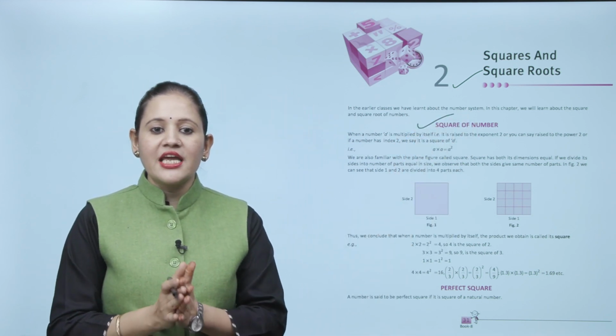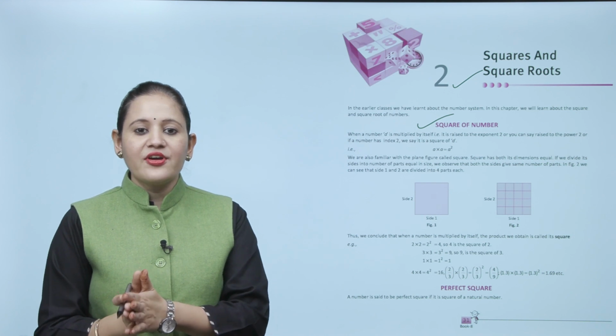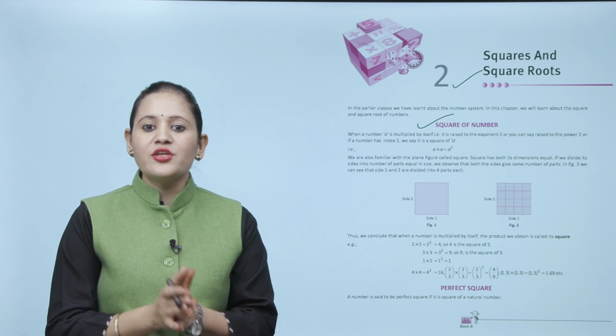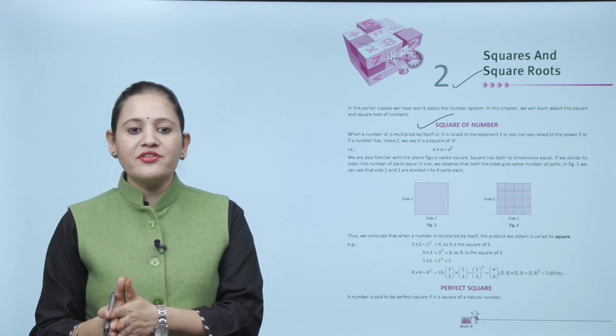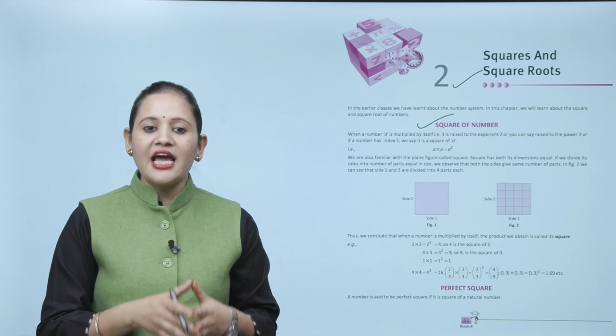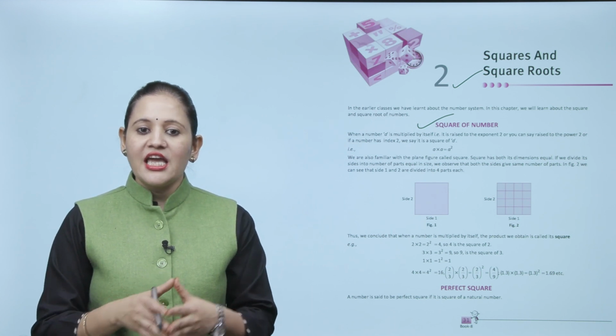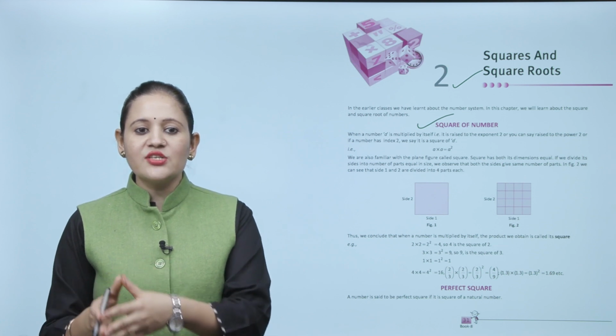When a number a is multiplied by itself, for example, it is raised to the exponent 2, or you can say raised to the power 2, or if the number has index 2, we say it is the square of a. a into a is equal to a square.